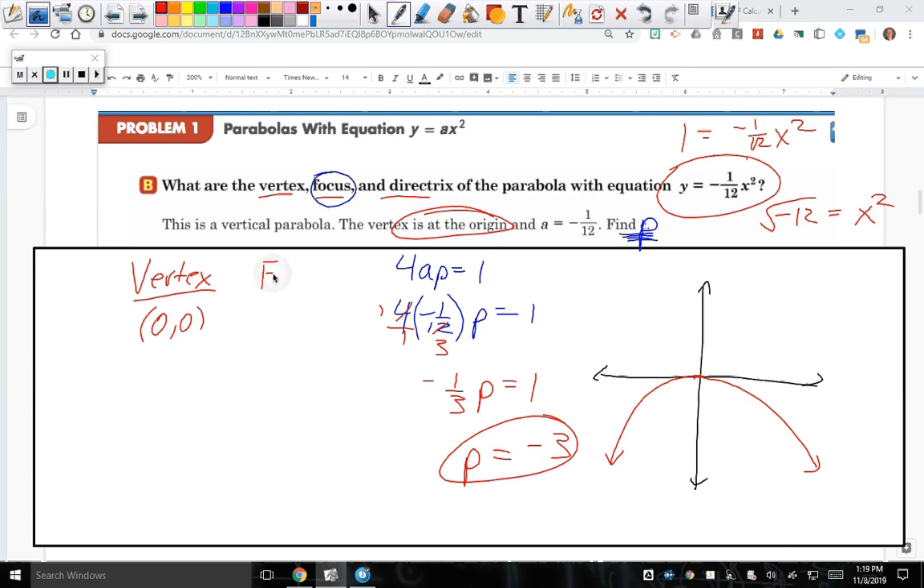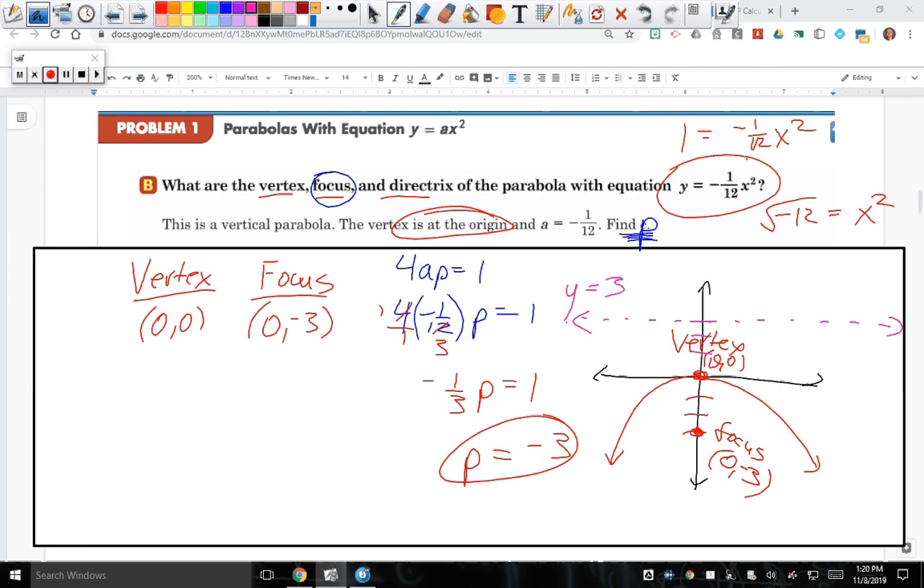So the focus from 0, 0 would be 0, -3. We have the vertex at 0, 0. We have the focus at 0, -3. Anyone, what's the directrix? Not 0, 3. Y equals 3, right? Because this one is a line. So we'll go 1, 2, 3. You should have drawn it like this on your desks. Y equals 3, and you should have labeled it the directrix.